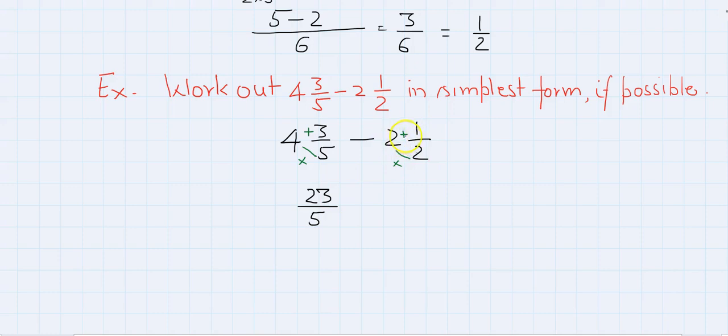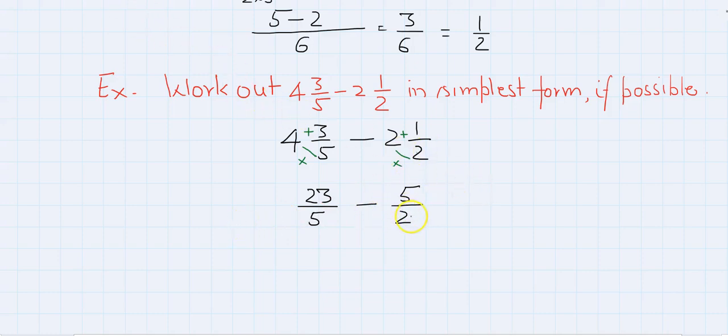2 multiplied by 2 is 4 plus 1 is 5 over 2. Now we have our fractions in improper form, not in mixed form. Now we can see here this is 5 and 2. So there is nothing common, no common factor in 5 and 2.